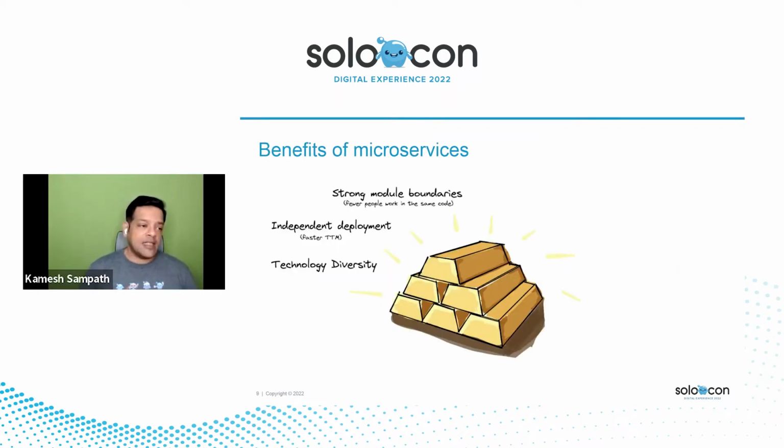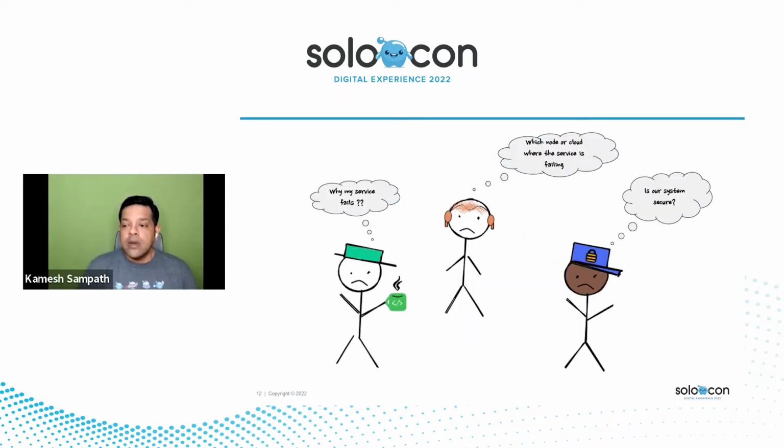So what came with that is that we got a lot of benefits when we actually moved from monolithic to microservice. There were strong module boundaries, which means that applications could be built independently and deployed independently. There is also technology diversity, which means that I can build really polyglot applications and then deploy them into cloud or wherever my data center is. But the world of microservice is not all about sunshine and rainbows. Teams will quickly discover there are issues and get confused with, such as where is my service failing, which node in the cloud is my service failing, and even is my system secure, etc.